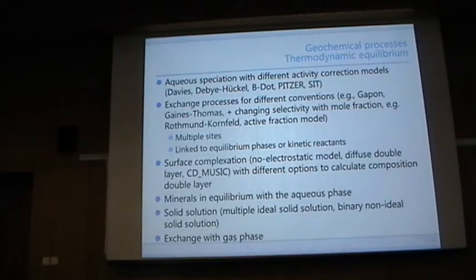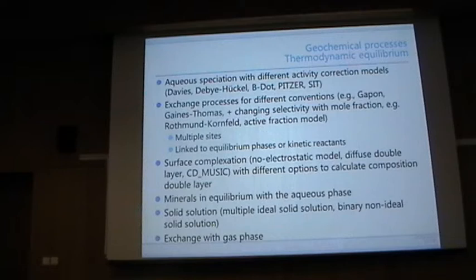You can have multiple exchange sites linked to different groups, to different minerals, and so on. And you can link the capacity to the amount of equilibrium phases or kinetic reactants in your system. And if this amount is changing by dissolution or precipitation reactions, then also the amount of exchange sites will change.